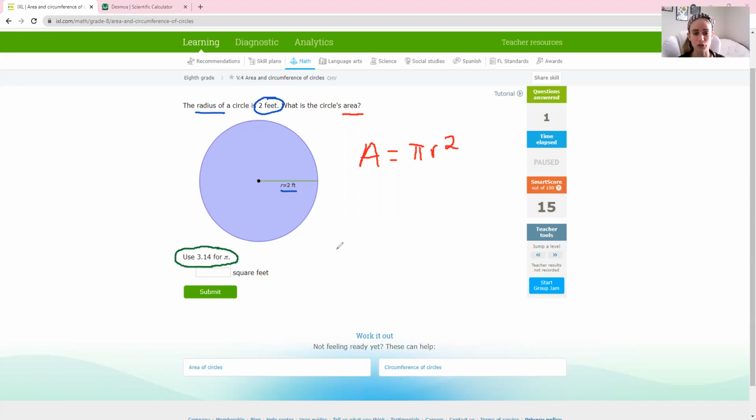Once you have all of your information identified, your next step is to substitute. So plug in your values into your formula. If we look at our formula, the A is going to stay a variable because the area is our unknown. It's our question. Instead of writing the symbol for pi, we're going to write the approximation 3.14. And we are multiplying that by our radius squared, so multiplying that by 2 squared.